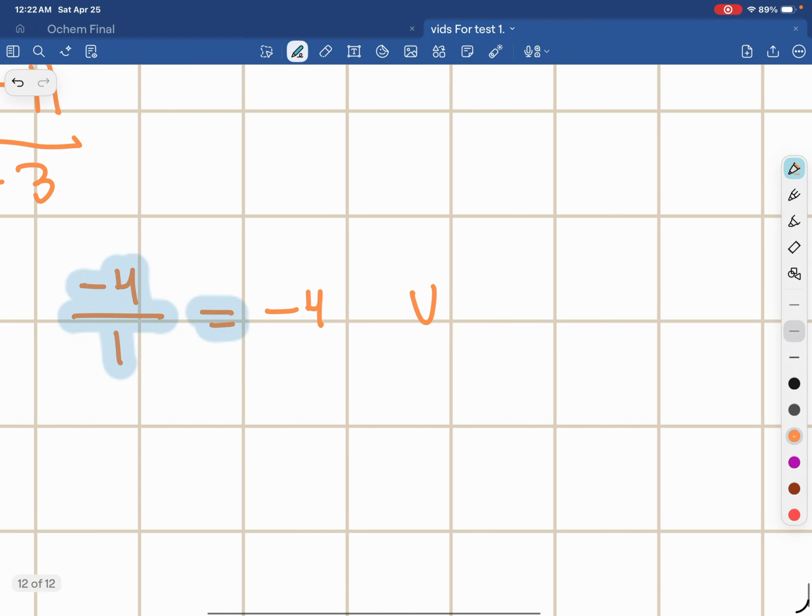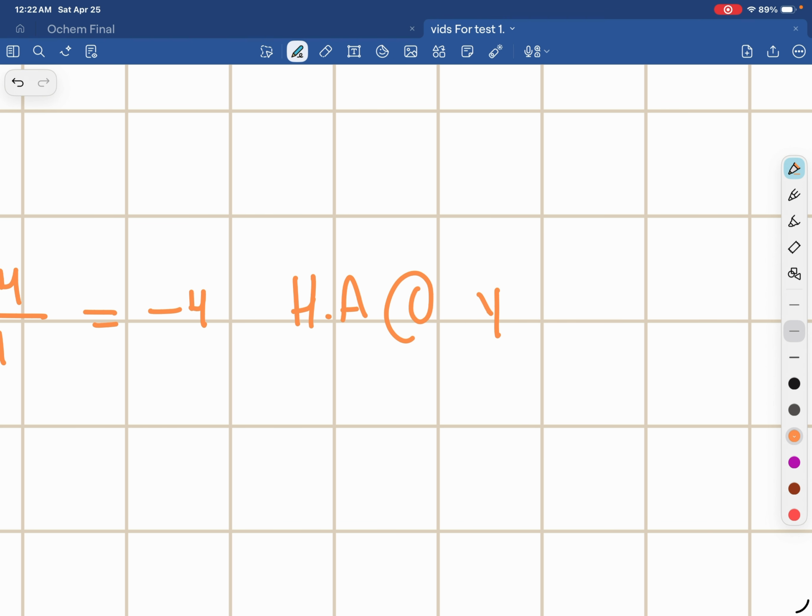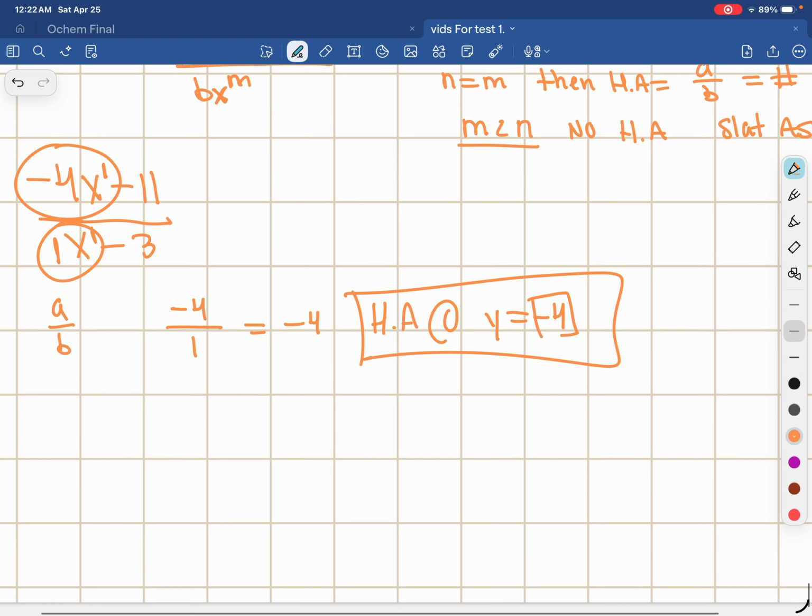So we'll have an HA at y equal to negative 4. I should box the whole entire thing.